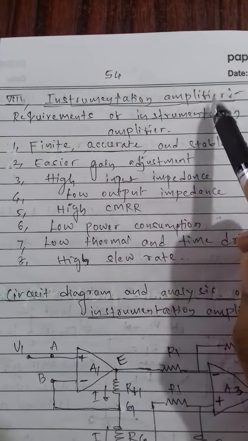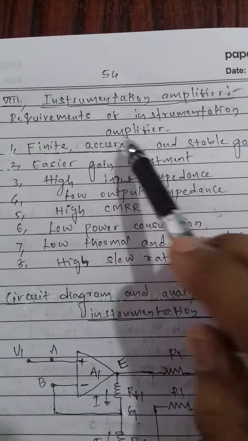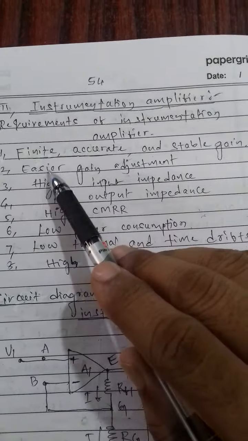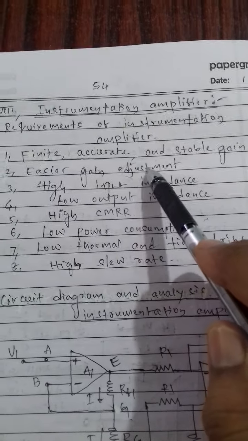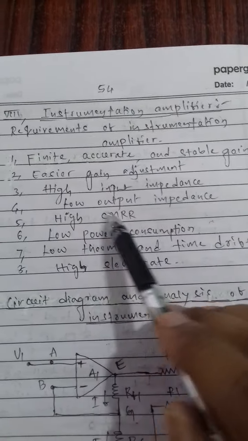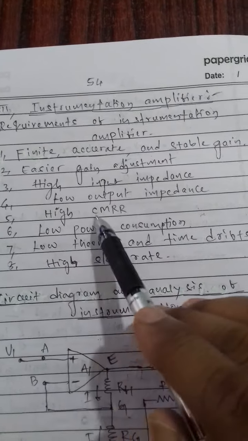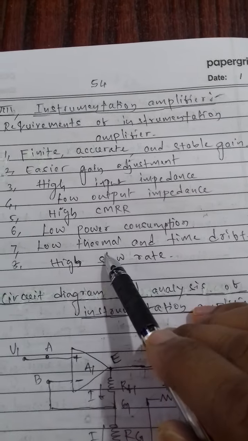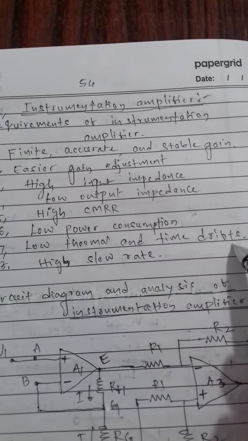The instrumentation amplifier. Requirements of instrumentation amplifier: finite, accurate and stable gain, easier gain adjustment, high input impedance, low output impedance, high CMRR, low power consumption, low thermal and time drifts, high slew rate.